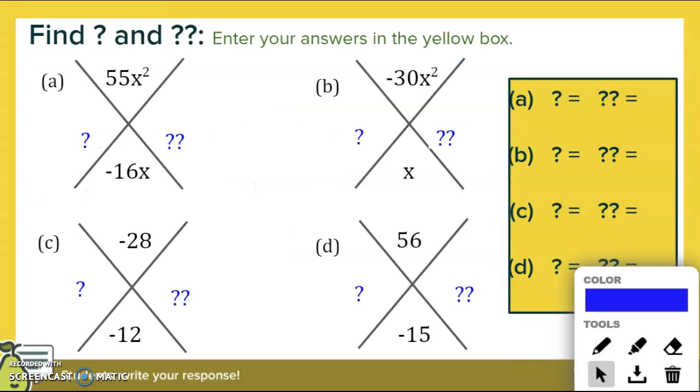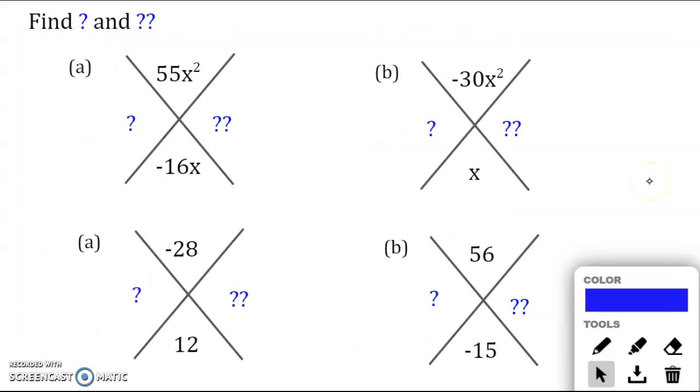Okay, now it's your turn. Please find what the question mark is equal to for A and what the question mark is equal to for B. This is a Padlet exercise for you to enter your answers. Pause the video now. And here are the answers being revealed.